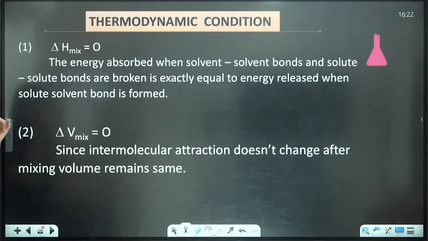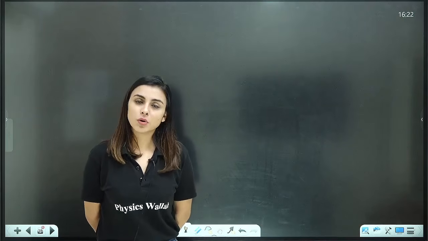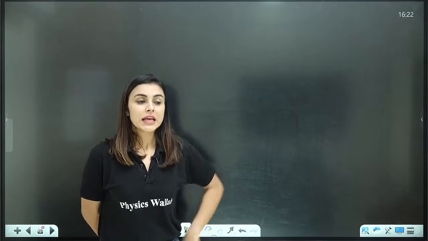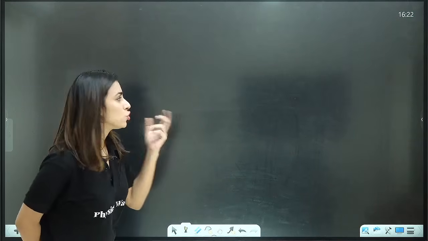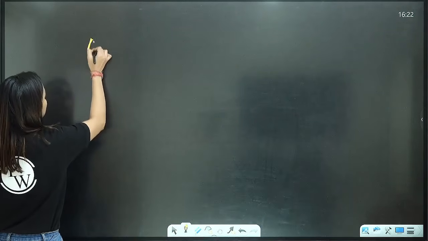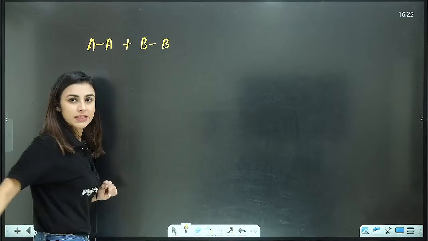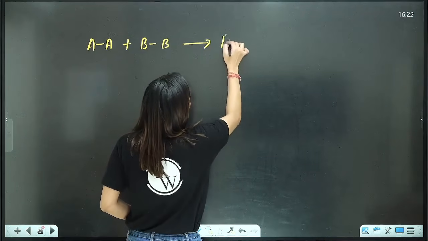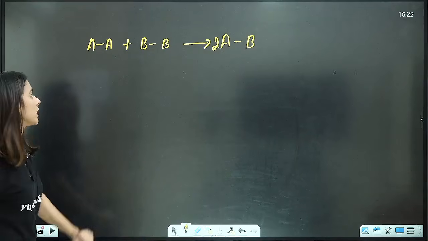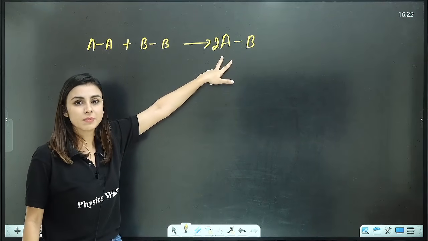Now, we are going to talk about ideal solutions. First, we will talk about ideal solution, and then we will talk about the deviation from the ideal solution. If you have an ideal solution, what will you consider? Let us consider that you have some AA solute and you are adding it with some BB solution, and you are getting an AB solution. Understood? You have AA, you have BB, you get 2AB.